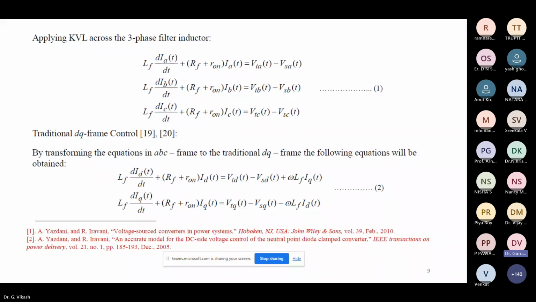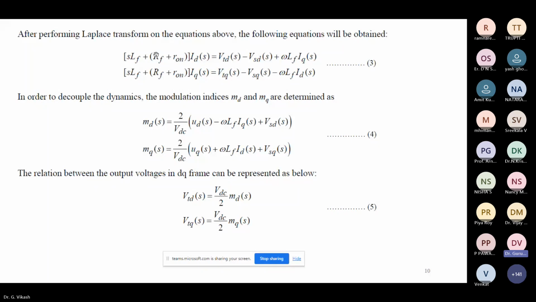By using ABC to DQ transformation, I will get this equation 2. After applying the Laplace transform, we can get equation 3. And in order to decouple the dynamics, the modulation index, equation 4, from the diagram you can understand. I will show the inner current control loop and voltage control loop. There you can clearly understand how we are designing this MD and MQ. These are the modulating signals.